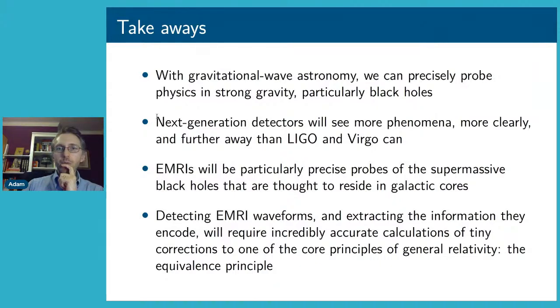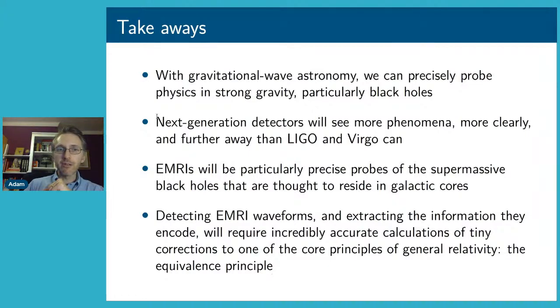Next generation detectors are going to see a lot more. So far, all the systems we've seen are pretty similar to each other, unless they involve a neutron star. Usually it's two roughly equal sized black holes going around each other. But we're going to see a lot more pretty soon, and one of the things we're going to see is those EMRIs that I showed you. Those are particularly precise probes of the supermassive black holes. Remember, those supermassive black holes at the centers of galaxies were the first real evidence of black holes existing in the universe. But we could only infer that they were there from how things were moving around them, and we couldn't infer it very precisely.